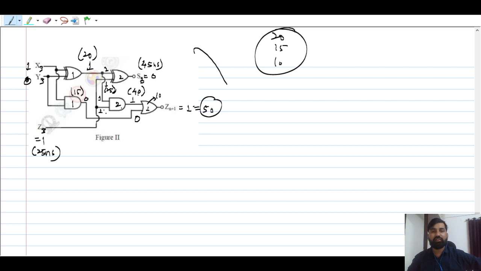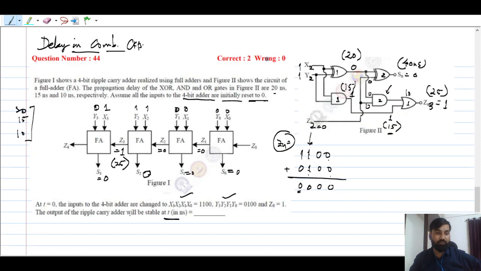So you can see here the sum is going to be stable at 45 nanoseconds and the carry is going to be stable at 50 nanoseconds. What is the maximum propagation delay? That is the answer, that is what we have to find. So the output of the ripple carry adder will be stable at 50 nanoseconds. The answer will not be 45, it will be 50. So I hope this solution is clear.